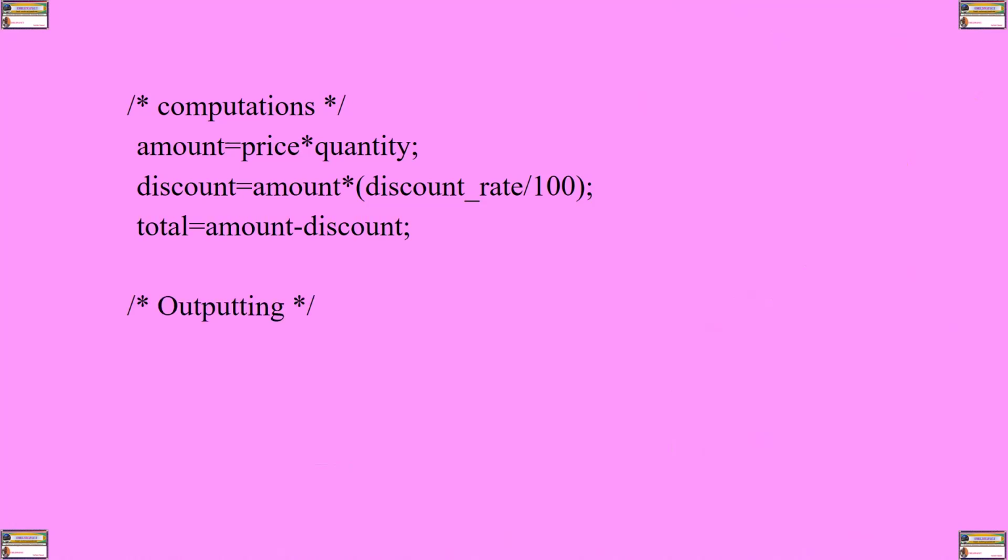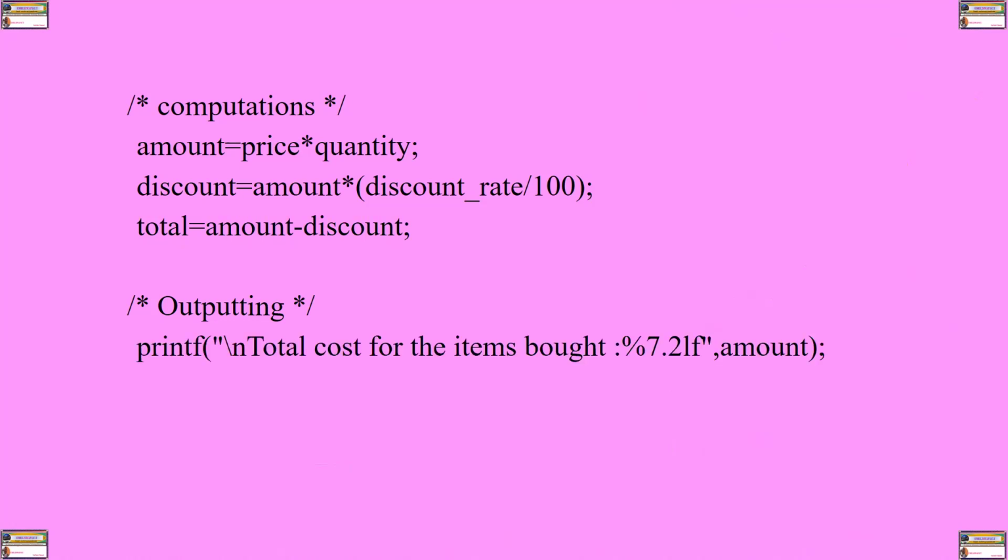From there, the next section is a comment for outputting. I'm simply informing you that the next statements here are for displaying our results on the screen. The first statement will display: total cost for the items bought. So it will display that set of words on the screen, total cost for the items bought.